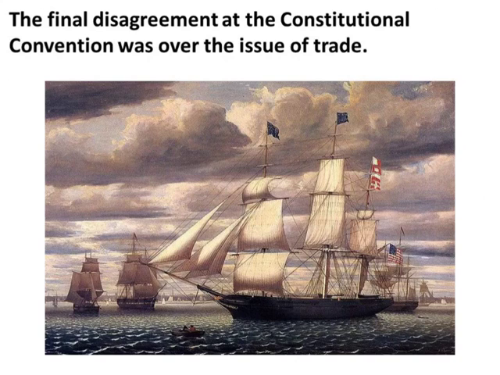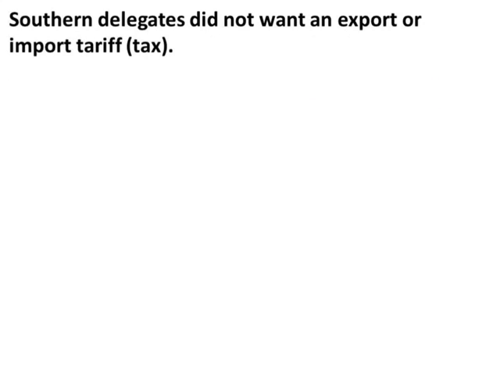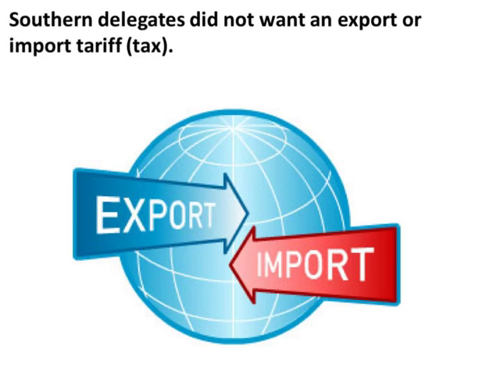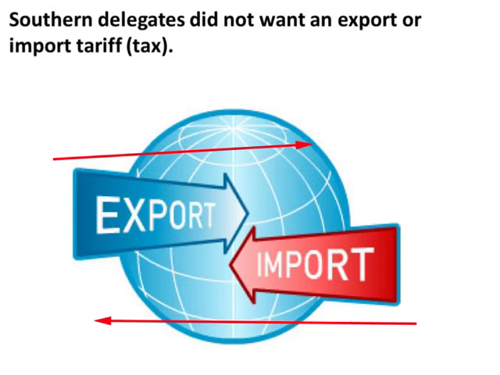The final disagreement at the Constitutional Convention was over the issue of trade. Southern delegates did not want an export or import tariff, which is a tax. So remember, an export is goods going out of a country. Imports are goods coming into a country. And the Southern delegates didn't want a tax on either one of these.